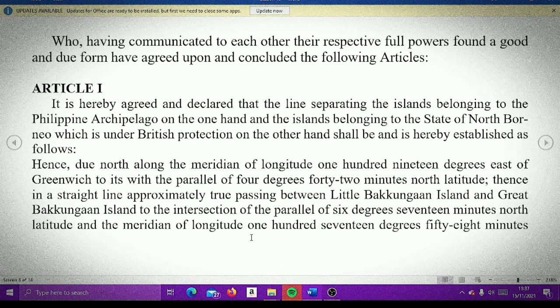Article 1. It is hereby agreed and declared that the line separating the islands belonging to the Philippine archipelago on the one hand and the islands belonging to the state of North Borneo, which is under British protection, on the other hand, shall be, and is hereby, established as follows.